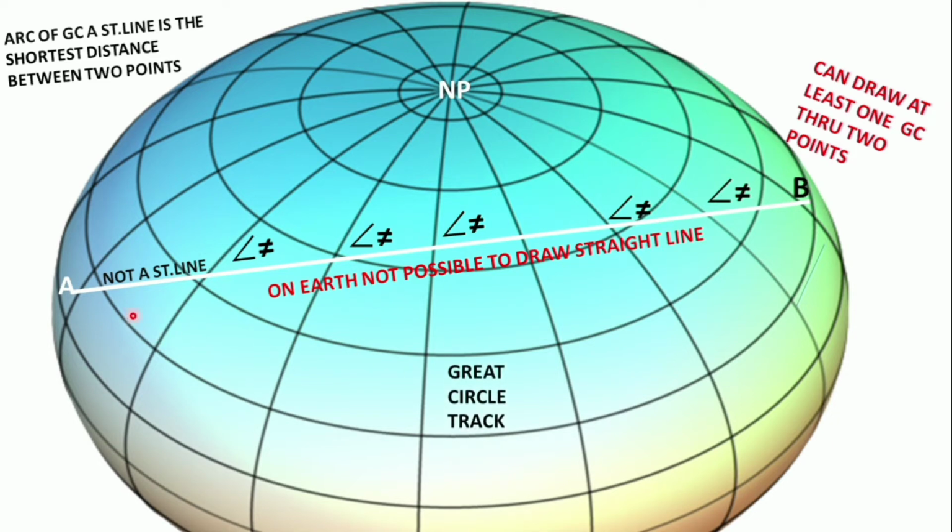Now, if you are sailing along this straight line as shown here, which is making different angles with the meridians, that means as your ship is crossing the meridians, your course will have to be altered. Then you are sailing along a great circle track.